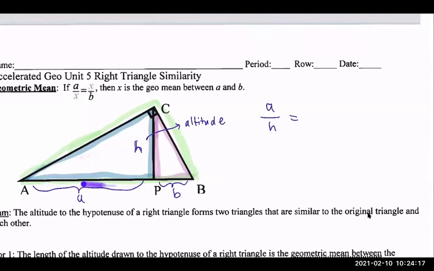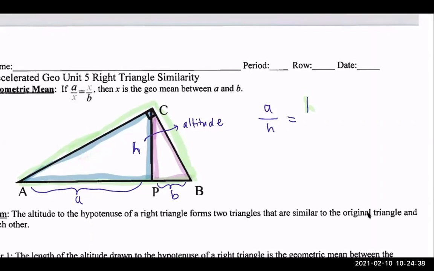So this to this is equal to, this is the long leg of the small triangle right here. And then what's the shortest leg? B, okay, so H to B. And then can you go ahead and write that this is comparing the medium triangle to the small triangle?